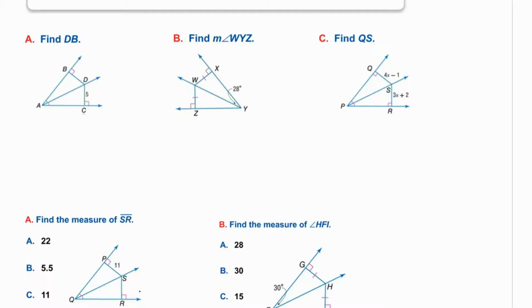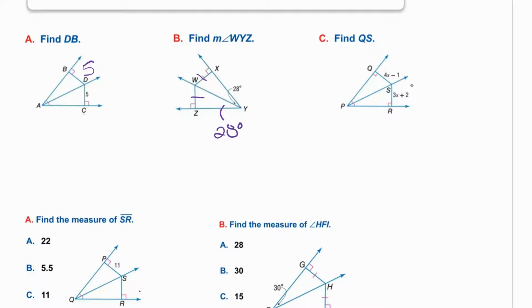So we're asked to find the length of DB. We're given that AD is the bisector of angle BAC. So BD is congruent to DC. So that would be 5. Here we're not told that WY is the angle bisector, but we're given enough information because we're told that WY is equal distance from the sides of the angle. So this would be 28 degrees.